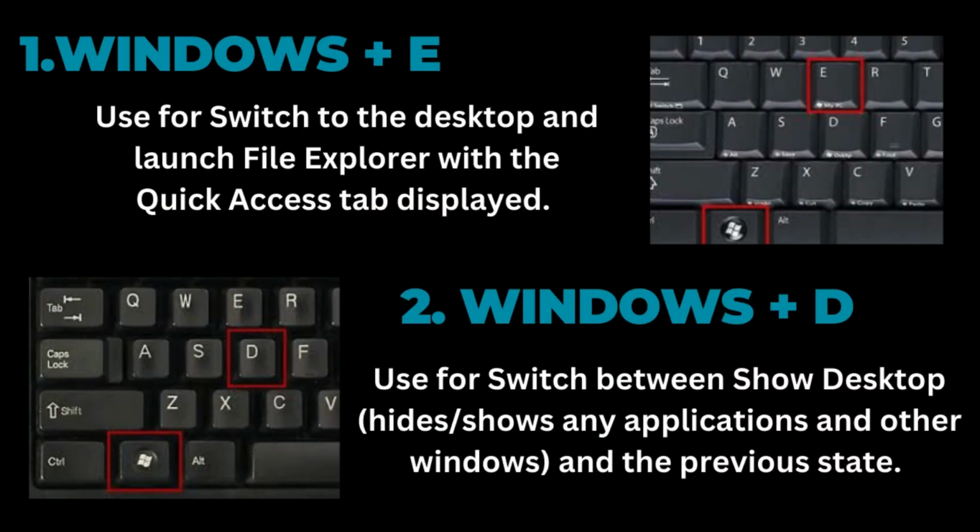1. Windows + E. Use for switching to the desktop and launching File Explorer with the Quick Access tab displayed. 2. Windows + D. Use for switching between Show Desktop, which shows any applications and other windows, and the previous state.